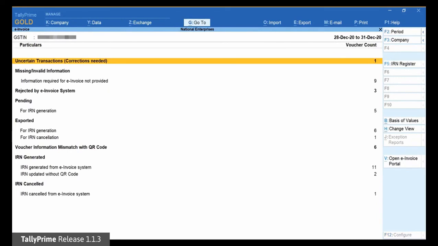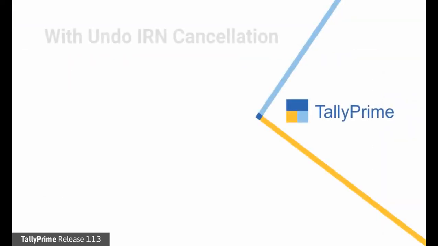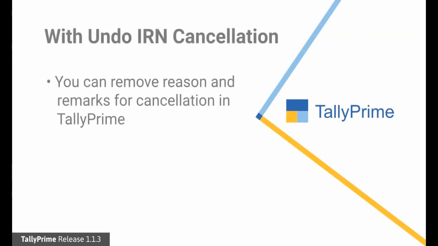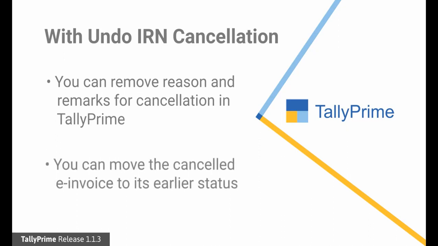as cancelled. As you saw, the Undo Cancellation feature is a simple facility using which you can remove the reason and remarks for cancellation in vouchers in TallyPrime. Furthermore, the status of the vouchers and the e-invoice report get updated as the vouchers move to the respective sections to match their status in the e-invoice system.